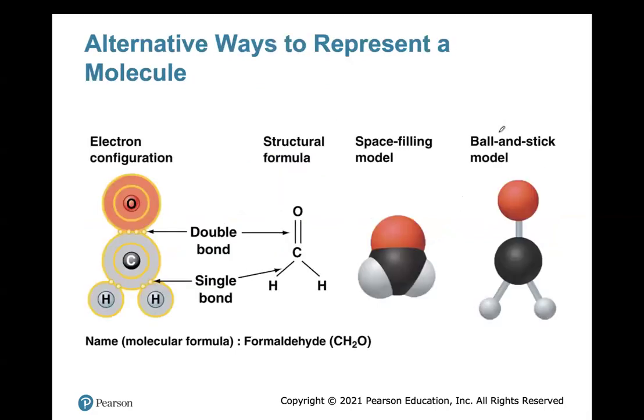Alternative ways to represent a molecule: we can draw a molecule via its electron configuration, where we show an oxygen, a carbon, and two hydrogens. This is formaldehyde, where the molecular formula is shown here with one carbon, two hydrogen, and one oxygen. We can draw it out using the structural formula, where each line signifies a bond. So this would be a double bond, and those other two would be single. The space-filling model or the ball and stick model are different ways to represent a molecule.